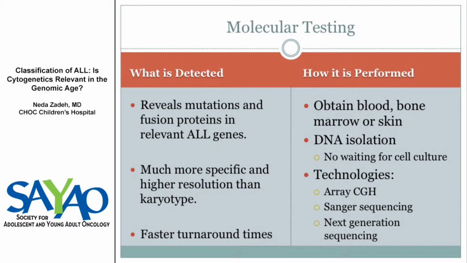So switching gears to molecular testing, which is more of my area, this is something that we can perform on a variety of tissue types. We're not just limited to blood and bone marrow. And there's no lag time waiting for cell cultures to grow. And molecular methods, as we all know, tend to have a higher resolution than conventional karyotype. Array CGH, Sanger sequencing, and next generation sequencing fall into this category.